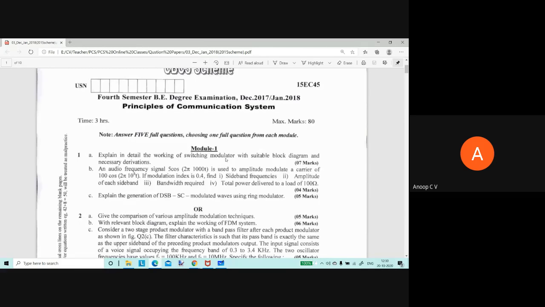You can see switching modulator is asked every time. These are just the possible types of questions. If you are not able to answer any type of question, please do let me know so that I can try and solve it, especially problems. It's not possible to solve each and every type of problem. The basic idea is, if you have the basics and you know the concepts, then you should be able to apply those basics in a new scenario.